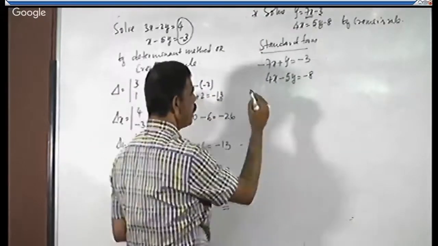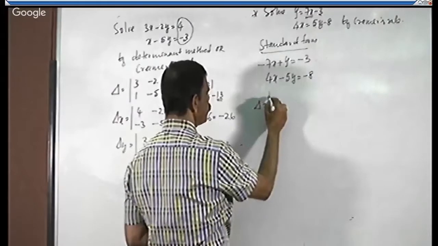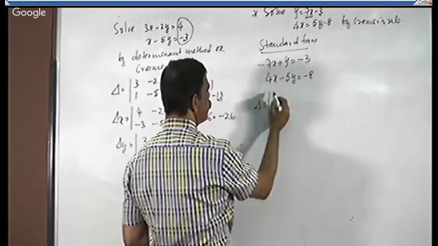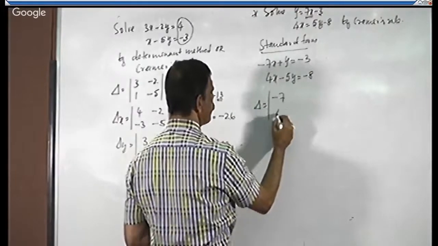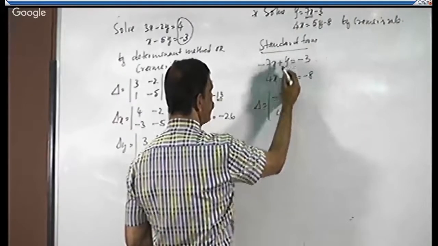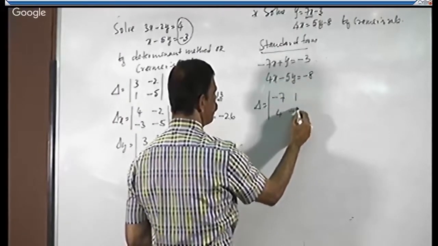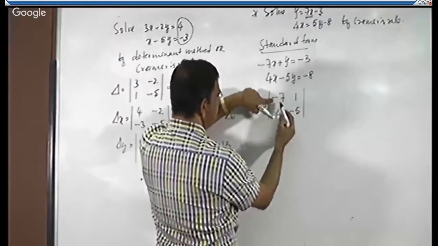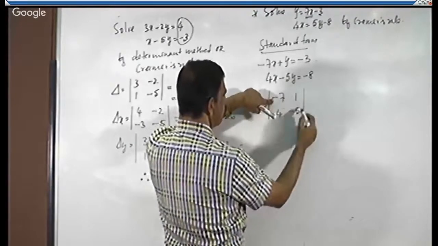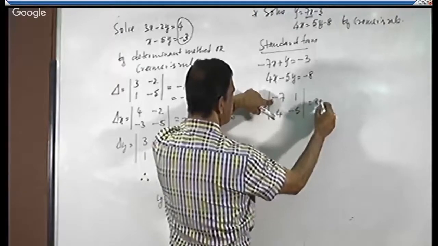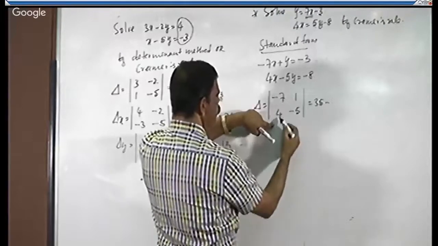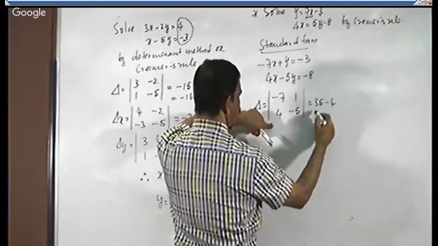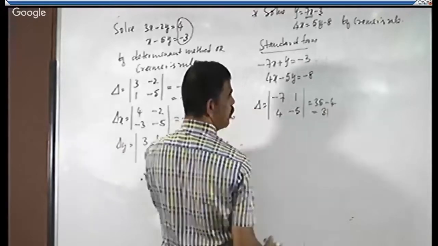Okay. Now write delta. Delta is equal to what? x coefficients in the first column, y coefficients in the second column. 1, minus 5. Expand this. Minus into minus plus, 7 5s are 35, minus product of these three is what? 4 into 1 is 4. That is equal to 31.